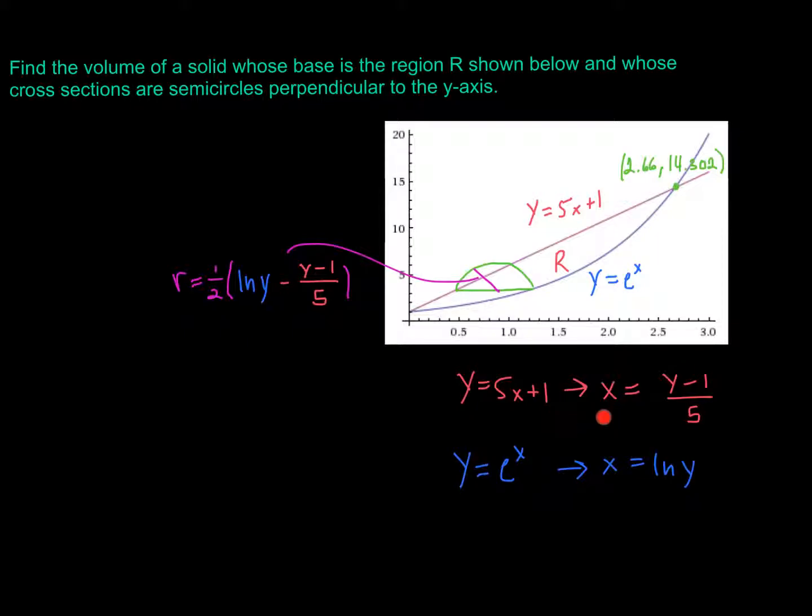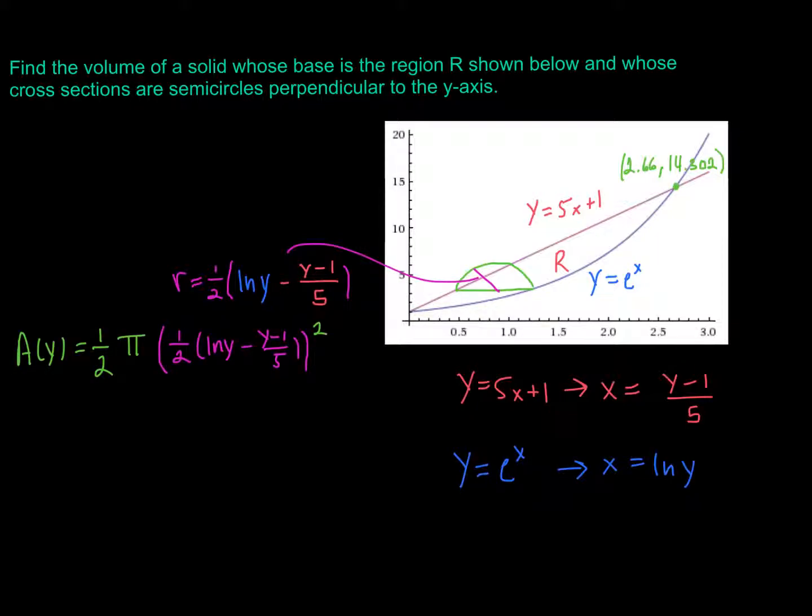The x-coordinate of my red curve is given by the y value minus 1 over 5, and the x-coordinate of my blue curve is simply the natural log of y. Remember, I can take the natural log of both sides, and that can solve for my exponent here, in this case x. So the radius of my semicircle is going to be half the diameter, and the diameter is the x value of the blue curve minus the x value of the red curve. So it's 1/2 times natural log of y minus 1 over 5. And now I can write the area function for my semicircle pretty easily.